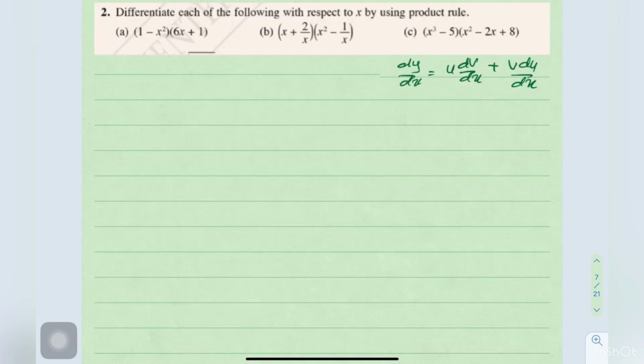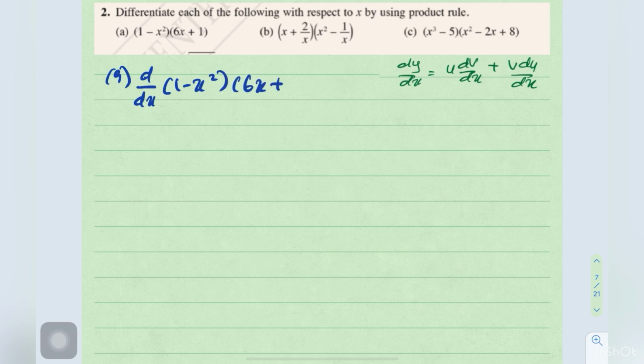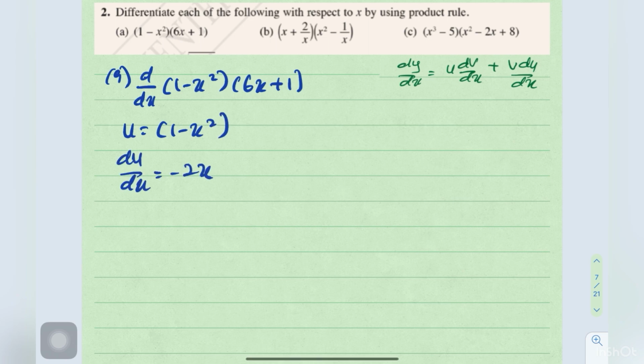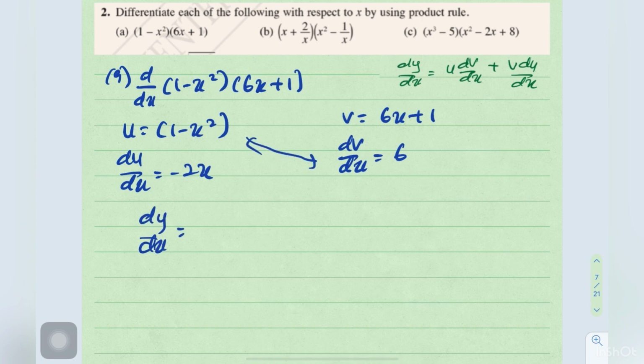Okay, now we move to the next question, which is question 2a. We differentiate d/dx of (1 minus x squared)(6x plus 1). Okay, u is 1 minus x squared, du/dx is negative 2x. v is 6x plus 1, dv/dx is 6. So dy/dx is u dv/dx, so 6 times (1 minus x squared) plus negative 2x times (6x plus 1).